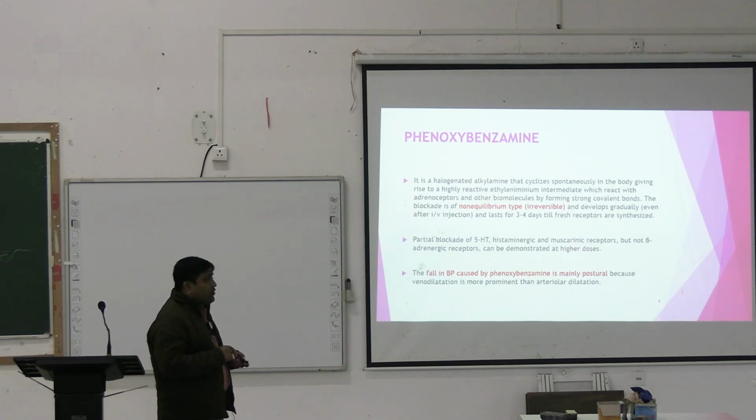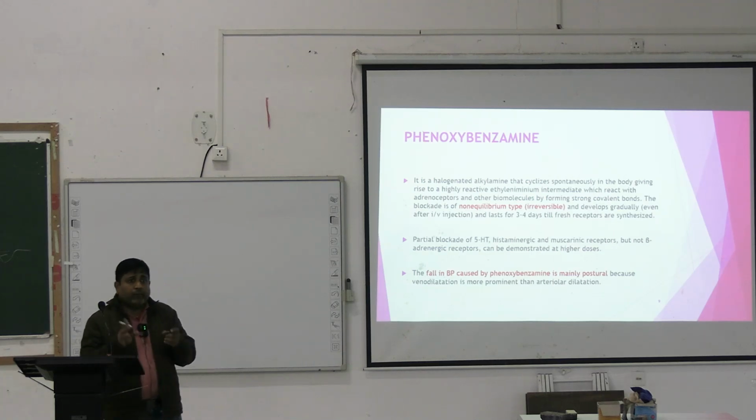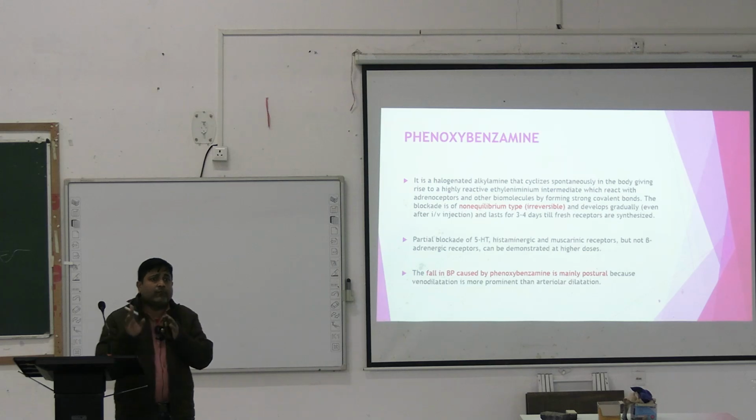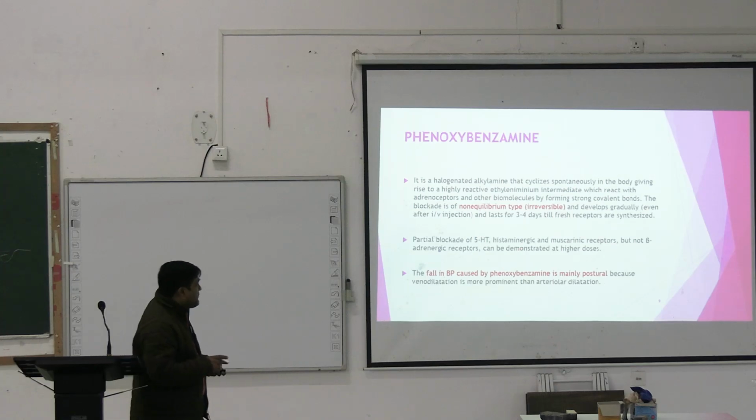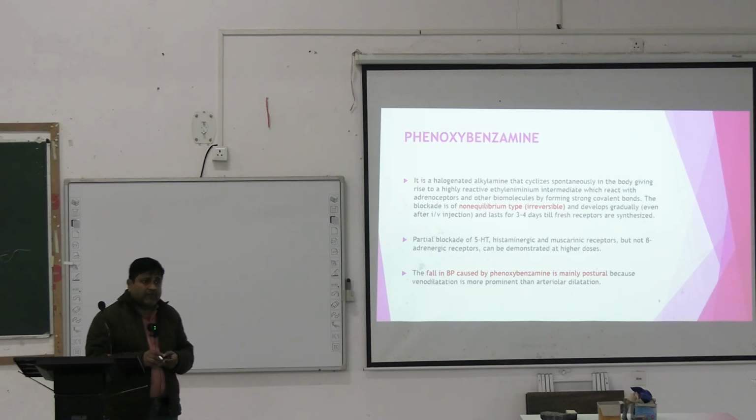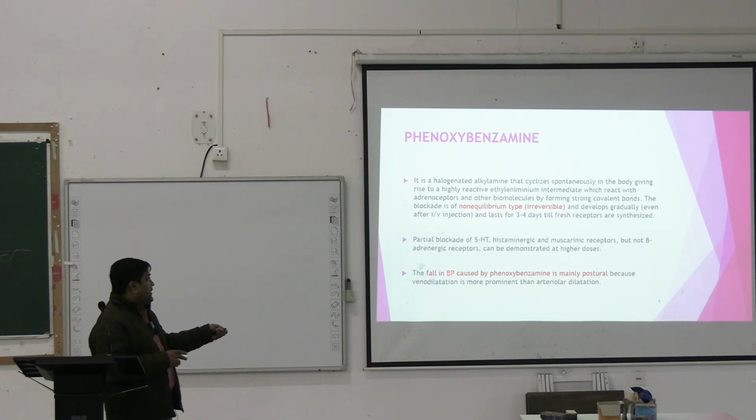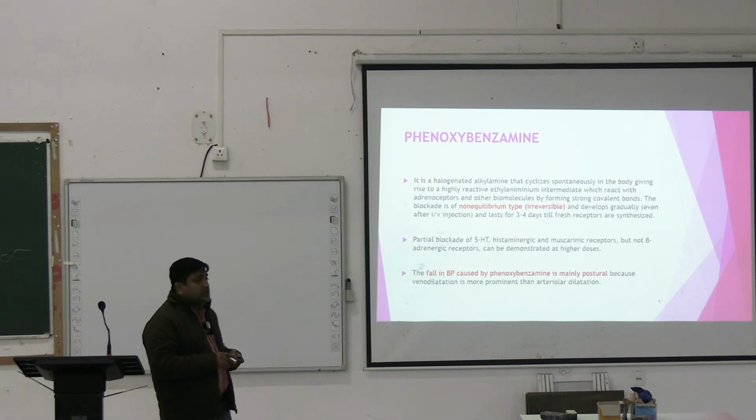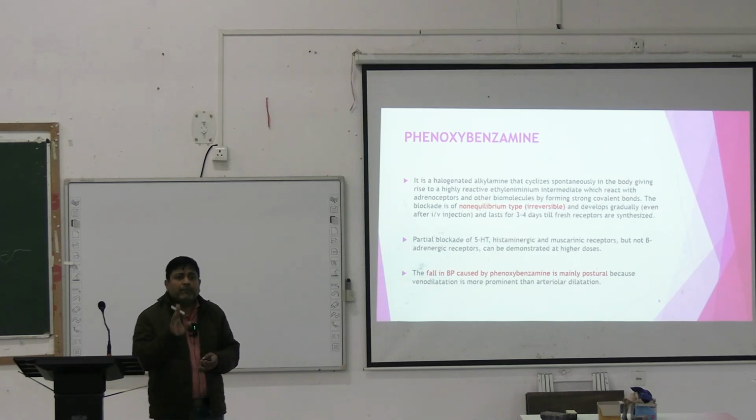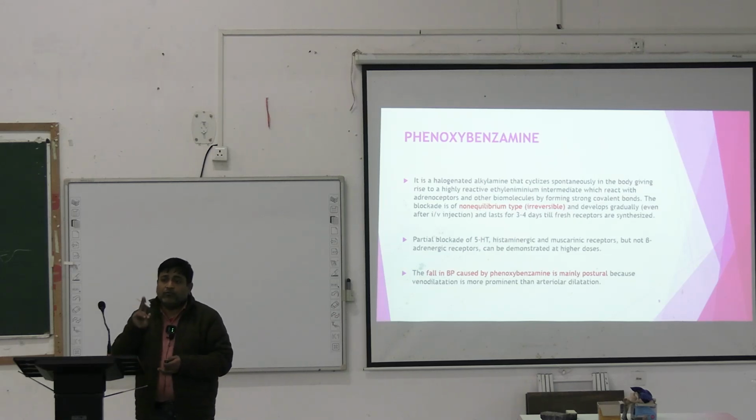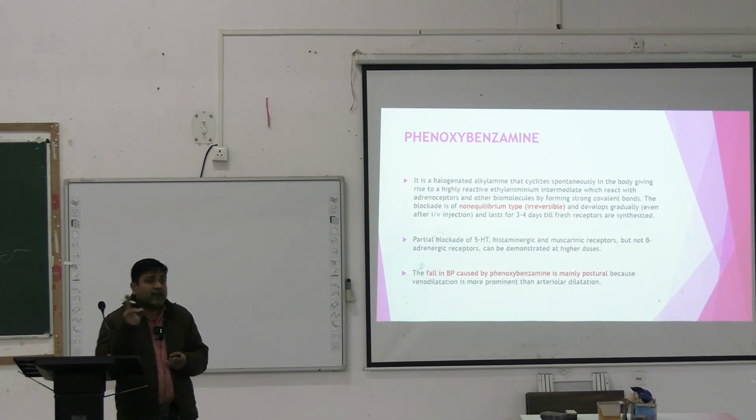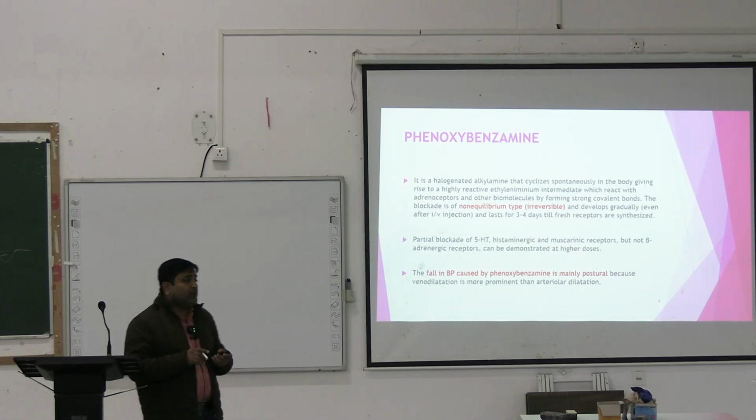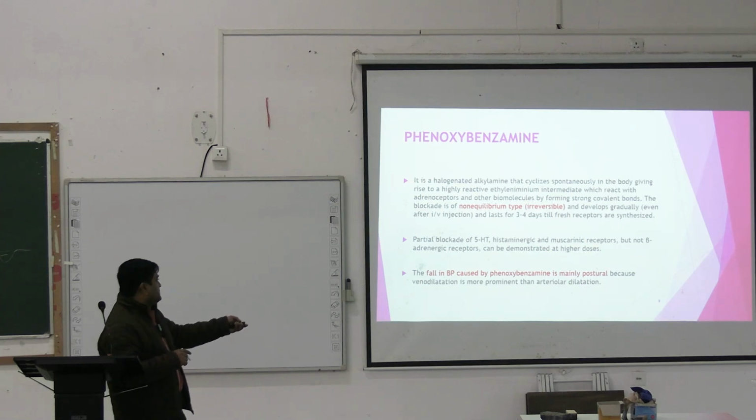Partial blockade of serotonin, so it's not a completely selective alpha blocker. It can also block serotonergic, histaminergic and muscarinic receptors even at high doses. The fall in BP caused by Phenoxybenzamine is mainly postural, because venodilatation is more seen with Phenoxybenzamine than arteriolar dilatation. So postural hypotension is more marked.